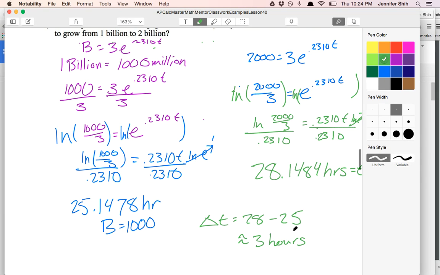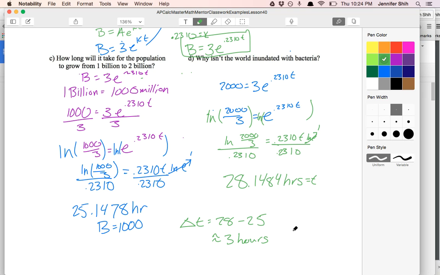Yikes. Finally, the last one says, why isn't the world inundated with bacteria? Well, I'm not an expert, but there's lots of different types of bacteria. Some of them are really bad, and then some bacteria don't have a very long lifespan, but you can tell me this answer. I'm just going to do the math. Okay.